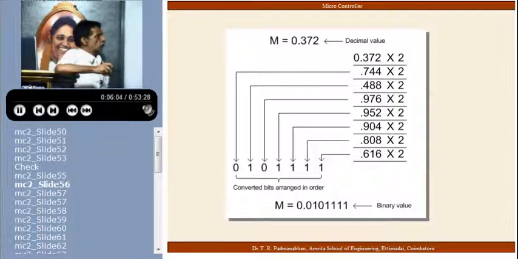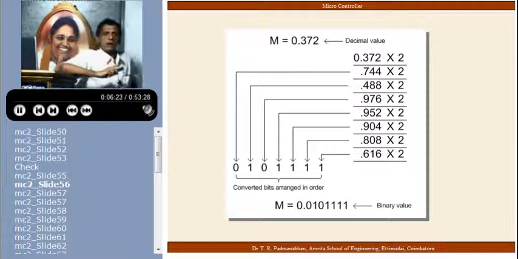0.744. I don't get a spillover. Next, if I take this, I get a spillover. The spillover is 1. That will decide this. I continue as much as we said. I get this as the equivalent binary number. Is it alright? Procedure is okay? You go on multiplying by 2. Whatever spills over beyond the binary point, that will be the digit position bit value.